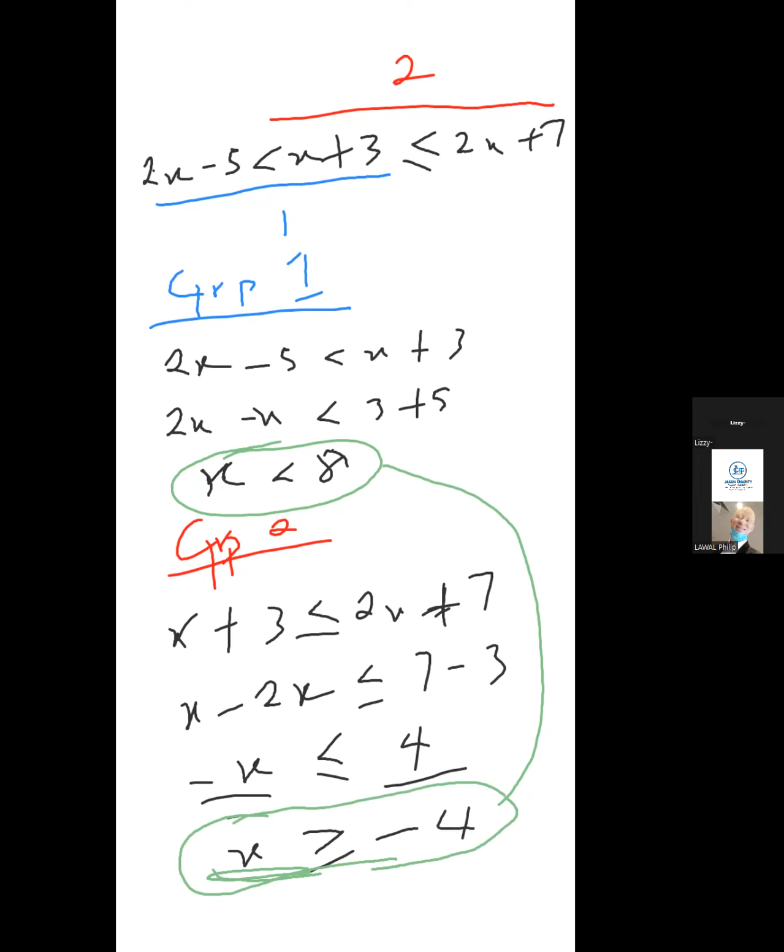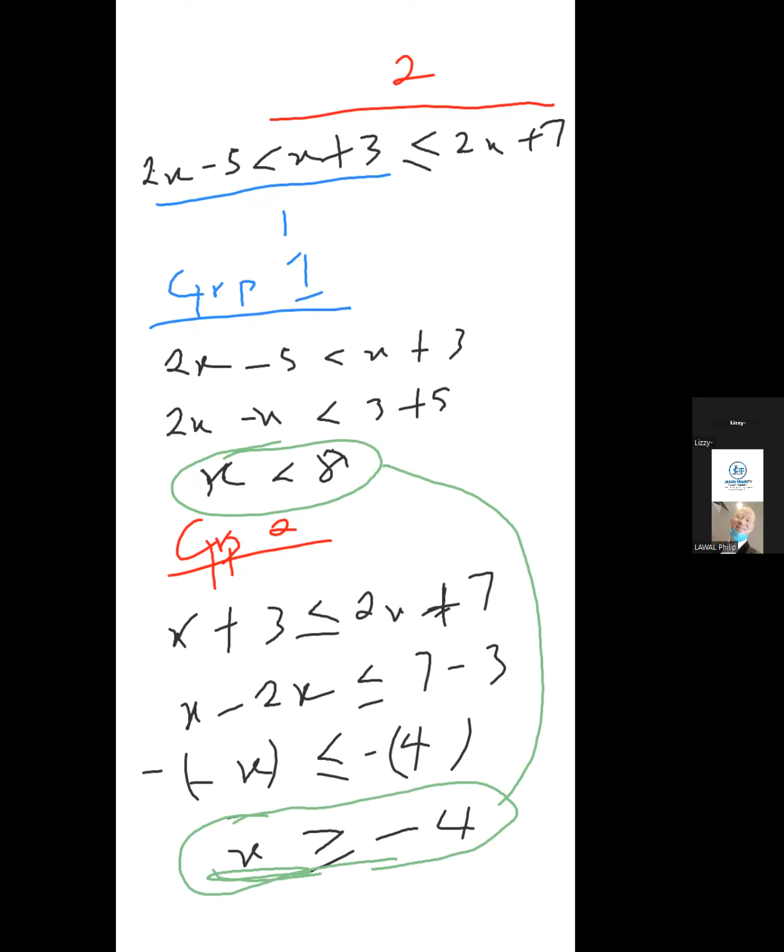So if I combine them as one, or maybe I should just do this to this. It's the same thing. Multiplying by minus is the same thing as dividing by minus. Either you multiply by minus or you divide by minus, you get the same result. So this is working for me.